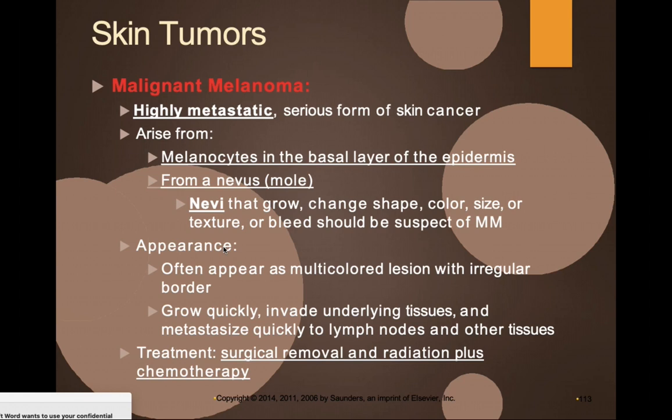The appearance, they're often multicolored with an irregular border. So when you see something that's multicolored and doesn't have a nice symmetrical round texture or surface and looks irregular, these are the ones that you have to be very suspicious of. They grow quickly. They invade underlying tissues, and they metastasize quickly. And if they go to the lymph nodes, then we know, right? Lymph nodes or blood vessels, they can spread to other parts. The treatment is going to be surgical removal and radiation plus chemotherapy.